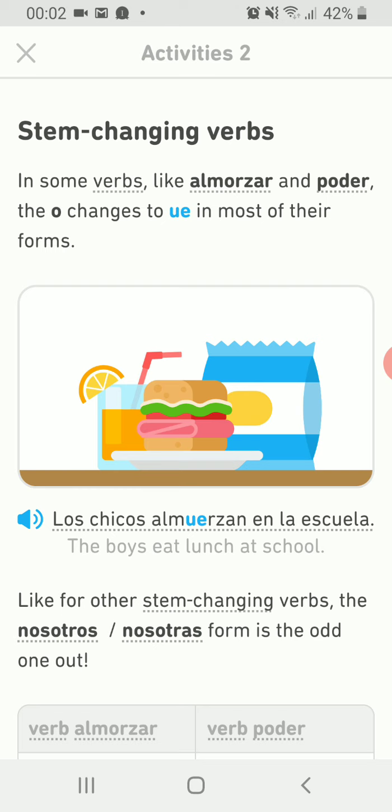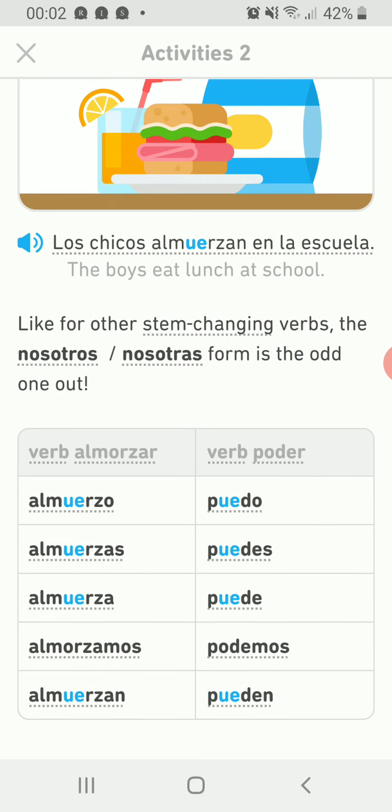If your verbs like almorzar and poder, the O changes to UE in most of their forms. So, los chicos almuerzan en la escuela. Almuerzan, it's to have lunch, to eat lunch. El almuerzo, it's lunch. Cena is dinner, and desayuno is breakfast.